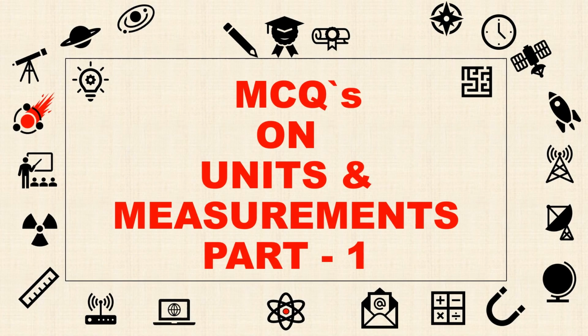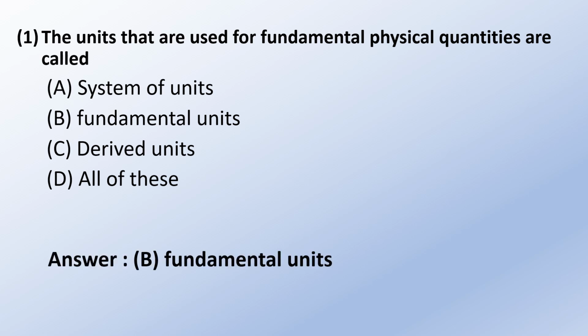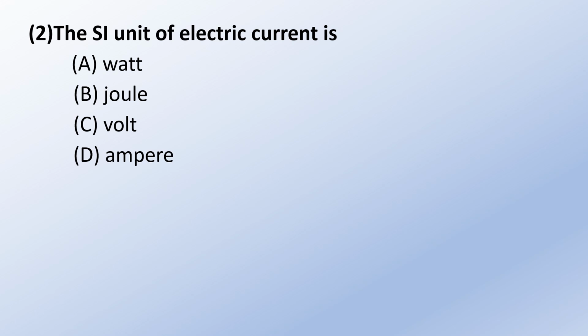Let's get started. 1. The units that are used for fundamental physical quantities are called: A. System of units. B. Fundamental units. C. Derived units. D. All of these. Answer: B. Fundamental units. 2. The SI unit of electric current is: A. Watt. B. Joule. C. Volt. D. Ampere. Answer: D. Ampere.